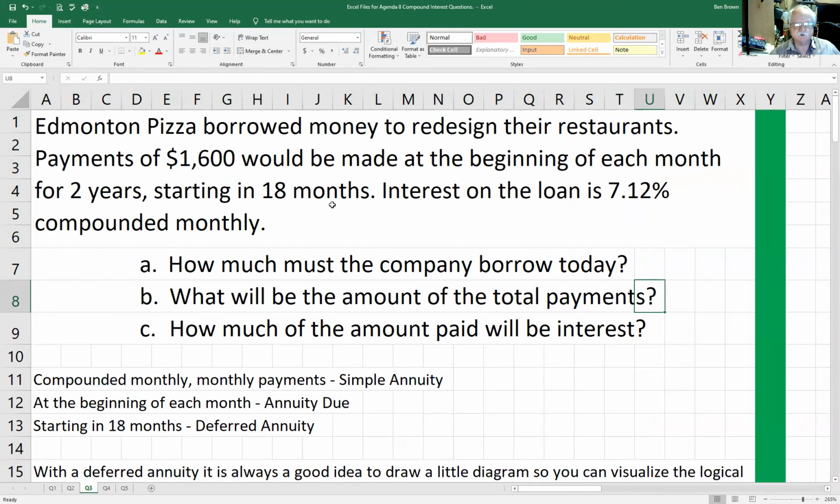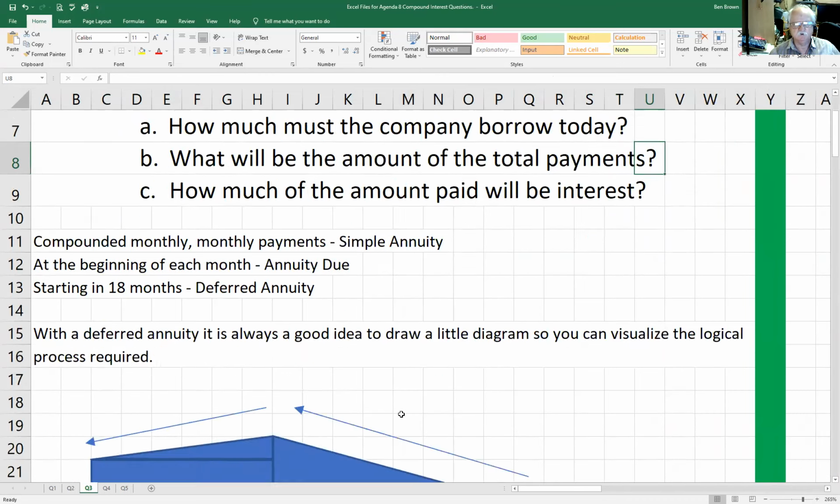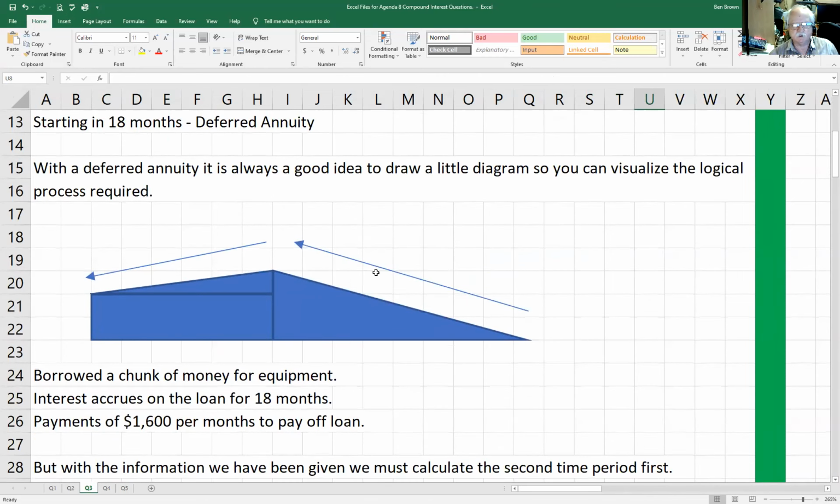So much the same situation. It's a simple annuity. It's an annuity due, and it's deferred. So we're going to do two calculations, but notice in this case, I have the arrows going in the other direction because they didn't tell us how much money we borrowed. What they told us were the payments, right? Instead of us finding the payments or the length of time, they told us the payments.